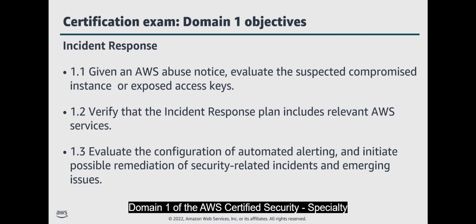Domain 1 of the AWS Certified Security Specialty Exam is about incident response. This domain makes up 12% of the exam and covers 3 objectives. The first objective is, given an AWS abuse notice, evaluate the suspected compromised instance or exposed access keys. The second objective is, verify that the incident response plan includes relevant AWS services. And the third is, evaluate the configuration of automated alerting and initiate possible remediation of security-related incidents and emerging issues.